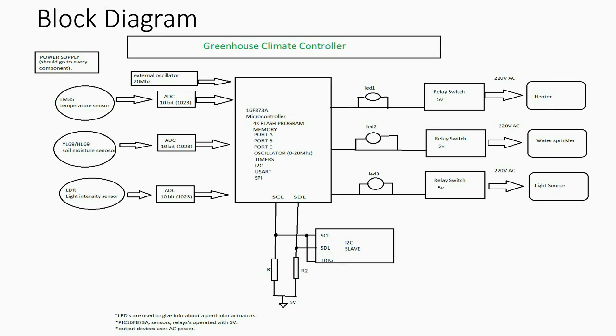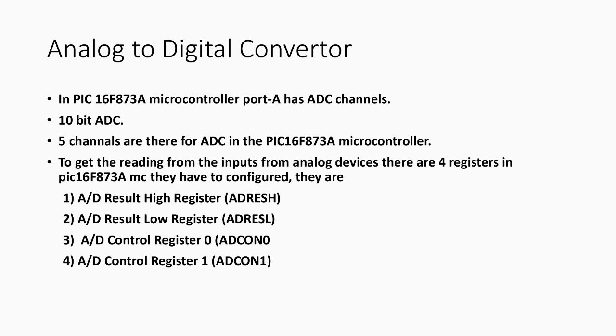To make the microcontroller understand these values, we have to convert these analog values into digital. For that we will use the inbuilt analog to digital converter. In this microcontroller we have a 10-bit ADC.